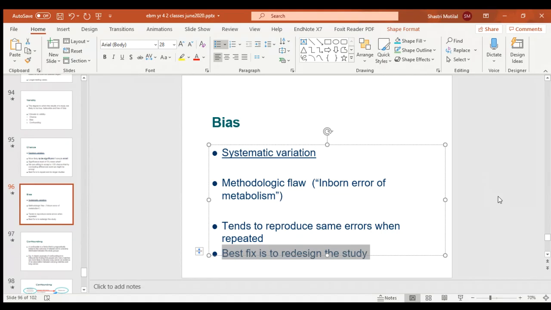There's no way you could fix a biased study after it has been analyzed and written up and published. If it's biased and it's already published, there's nothing you could do in the analysis that would fix it. The study was simply flawed from the beginning.